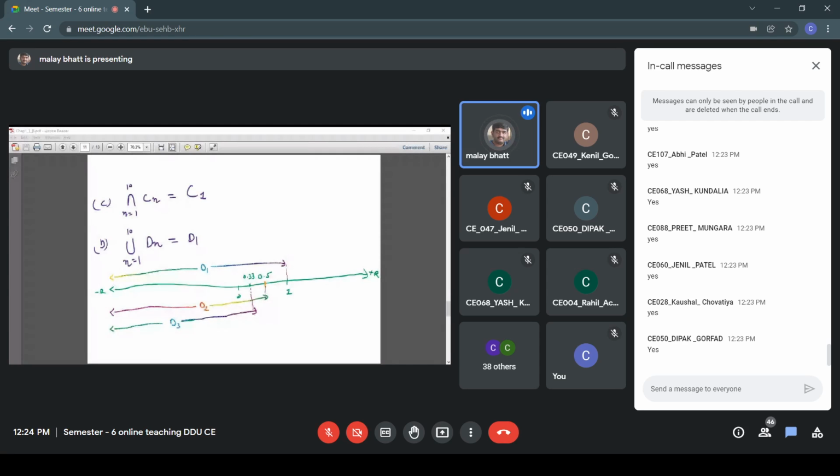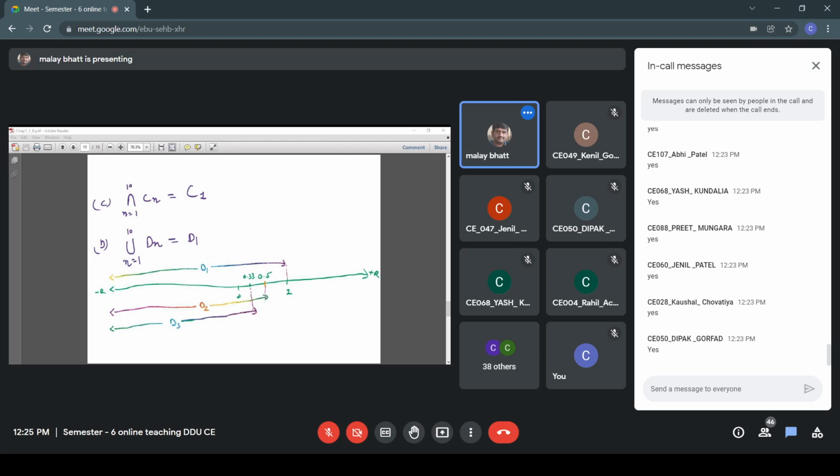You can see the difference: both problems, C and D, look similar, but the answers are different because D is a different set. The function D, which is defined, is different from the set Cn. Both are solved using a number line, but according to the definition your number line representation will change, and you will get a different answer.